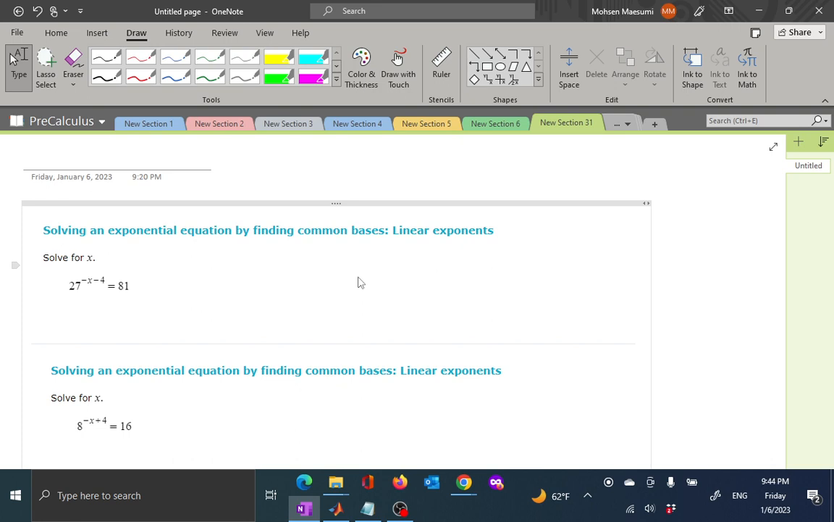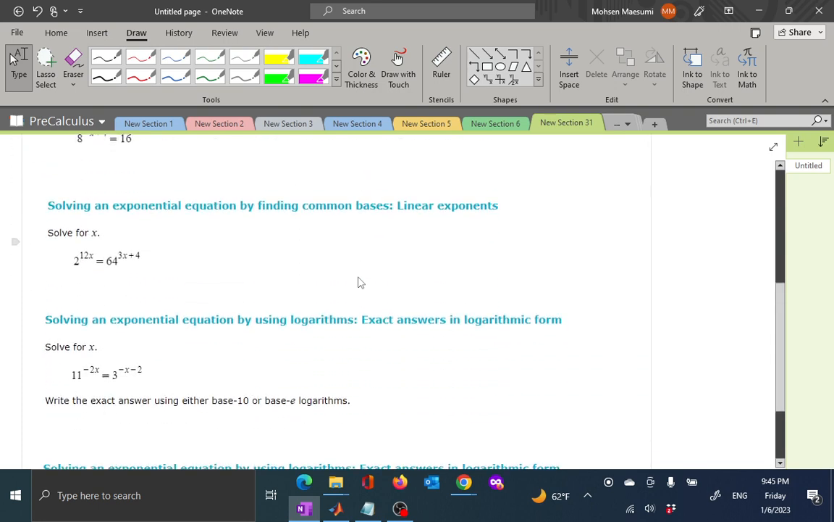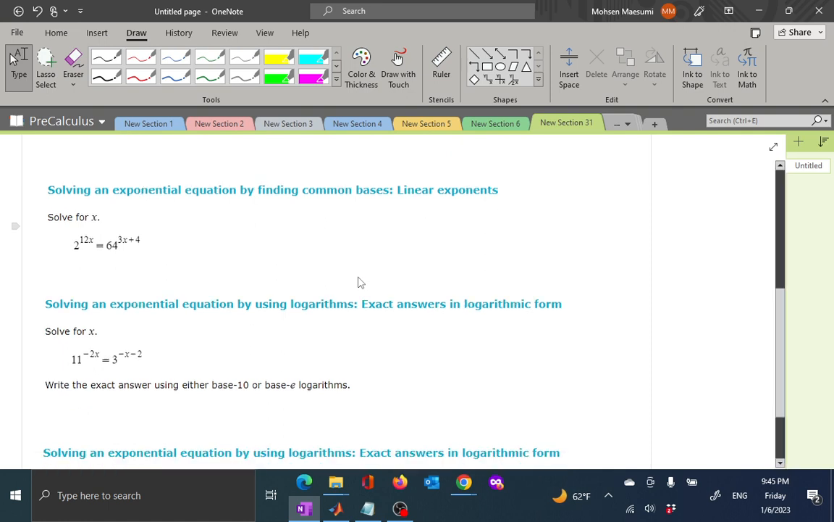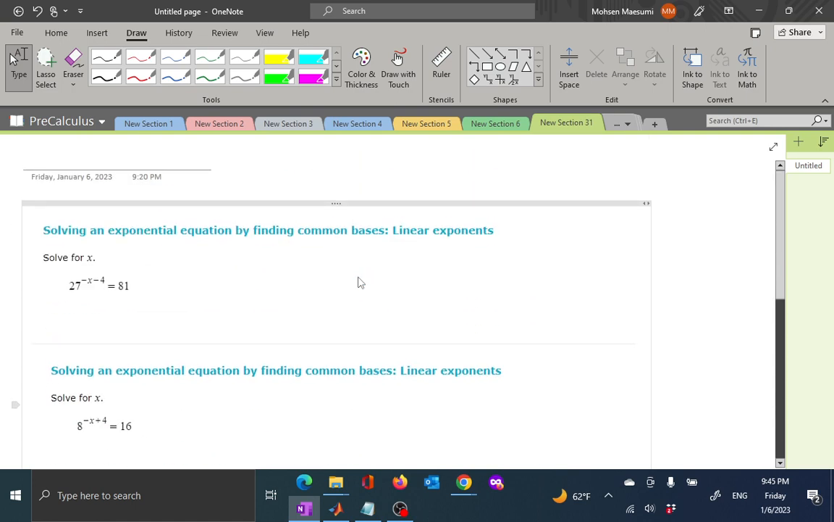Today we have two topics: solving an exponential equation by finding common bases in linear exponents, and another one similar to this, solving an exponential equation by using logarithms and exact answer in logarithmic form. So it's going to be simple.